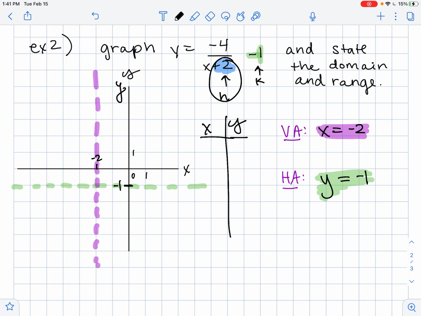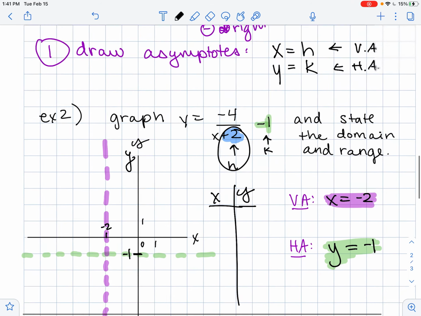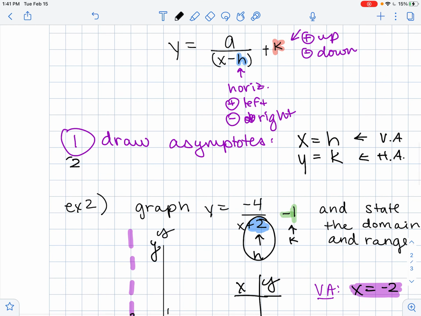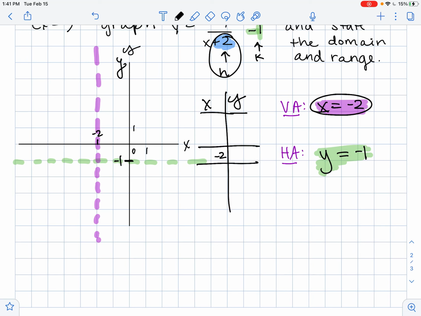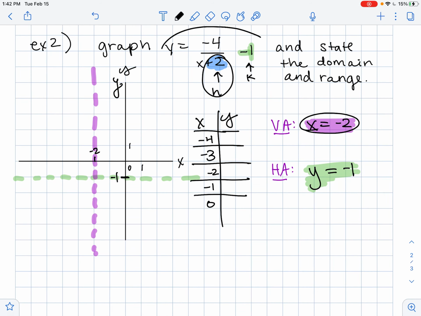Now we can use a t-chart. And we're going to choose values to the left and to the right. So go back up here, step 2. You're going to plot points to the left and the right of your vertical asymptote. So here we go. Our vertical asymptote was at x equals negative 2. So negative 2 is going to be my center here. So we're going to go negative 3 and negative 4 to the left, and negative 1 and 0 to the right.